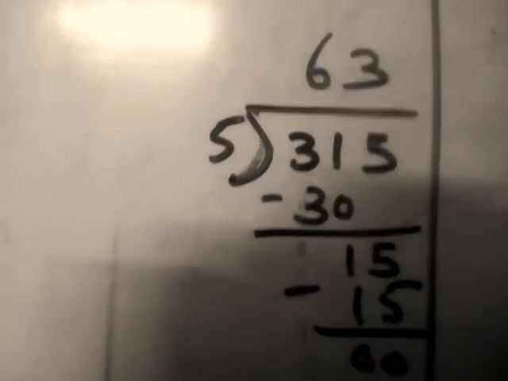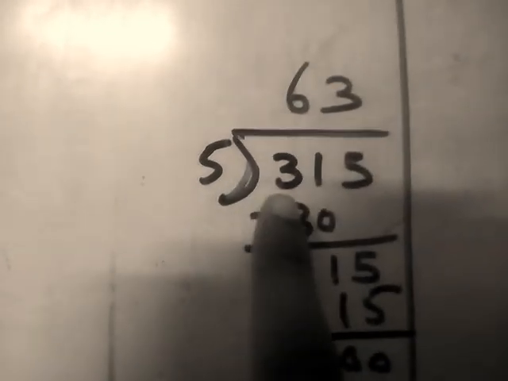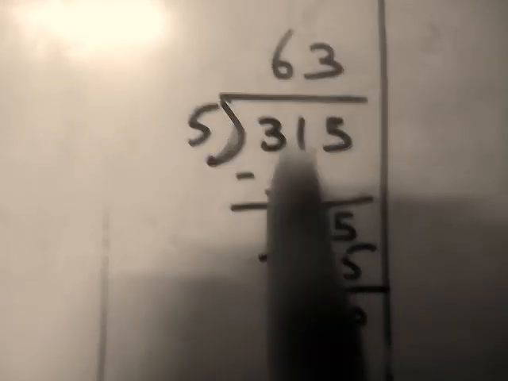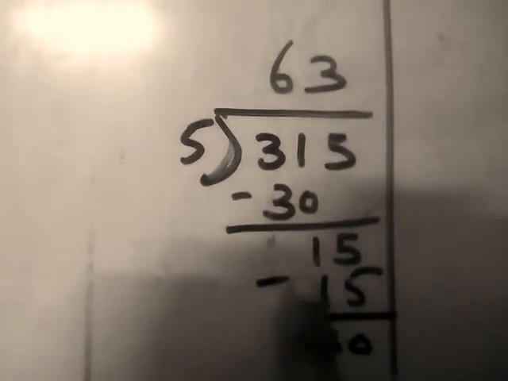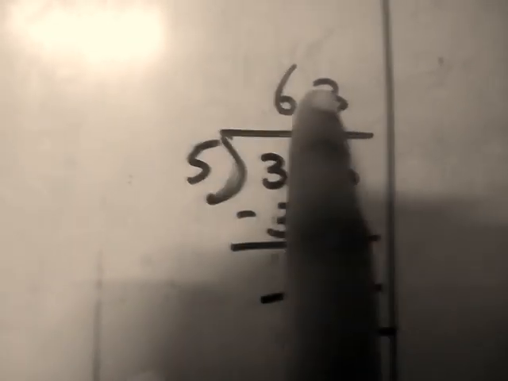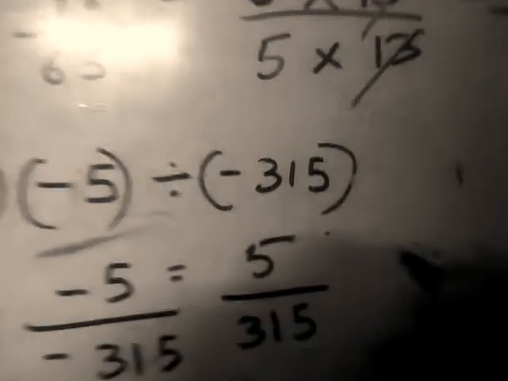I already divided here. See, 315, what quotient are you getting? 5 sixes are 30. 1 minus 0 is 1. 5 you have to bring down. So it becomes 15. 5 how much are 15? 5 threes are 15. So your quotient is 63.